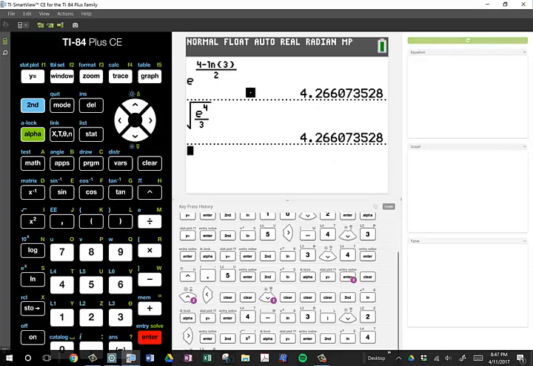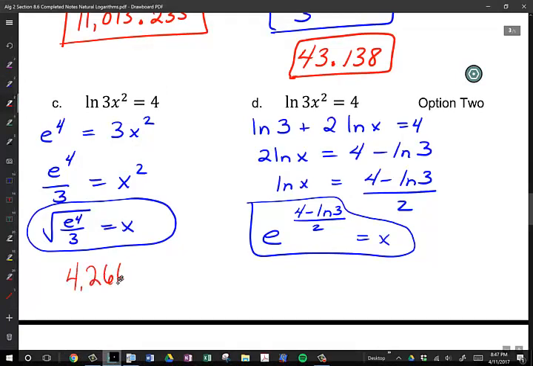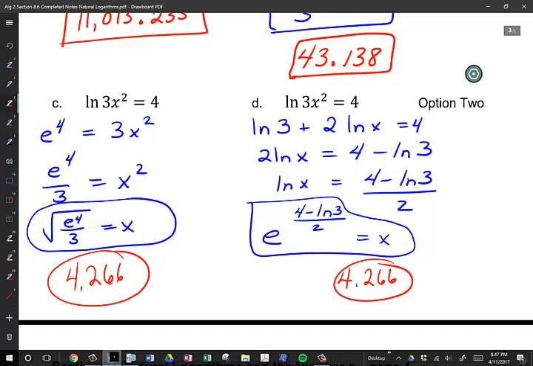And either way, we do that. And so I just found it interesting as we're working through those, that 4.266 is going to be the same value for both of our problems, no matter how we actually work it out. And so long as you follow the properties of logarithms, everything should work out cleanly.